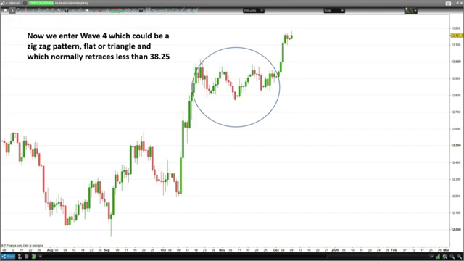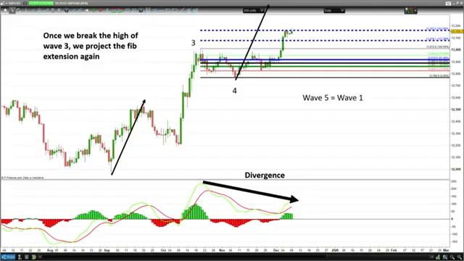Now what we can do here, we can use the fib ratios again and plot the 38.2% on this. As you can see, we do the count, and here's the wave 4 pullback. We know the trend's not over, so we're confident enough to want to get long this market, and we start to see the market push higher.